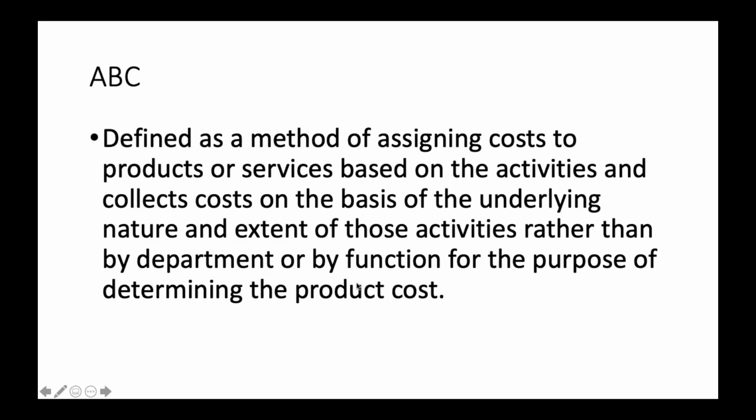ABC is defined as a method of assigning cost to products or services based on the activities, and it collects costs on the basis of the underlying nature and extent of those activities rather than by department or by function, for the purpose of determining the product cost. So, in this definition, we will be taught how to allocate cost using activities as a basis.